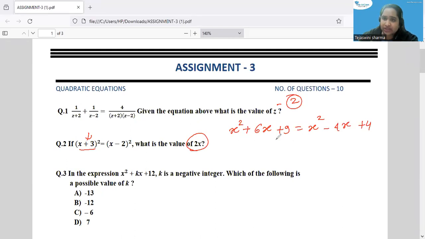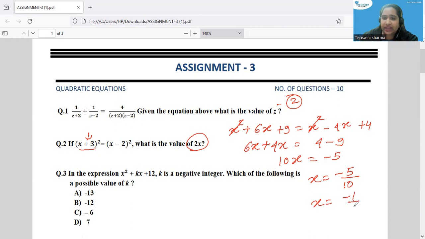Now when you transpose the similar variables to one side, you can see that x to the power 2 and x to the power 2 will get eliminated, and 6x plus 4x will be equal to 4 minus 9, which is negative 5. 6x and 4x together will be 10x, and the value of x from here will be negative 5 over 10. Simplifying it, you will get negative 1 over 2. And you have to find the value of 2x, so when you multiply it with 2, you will get negative 1. So the value of 2x will be negative 1. Okay, the answer is negative 1.